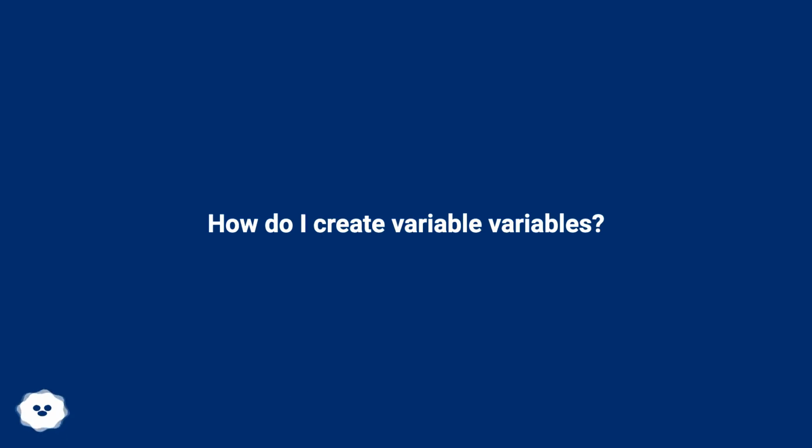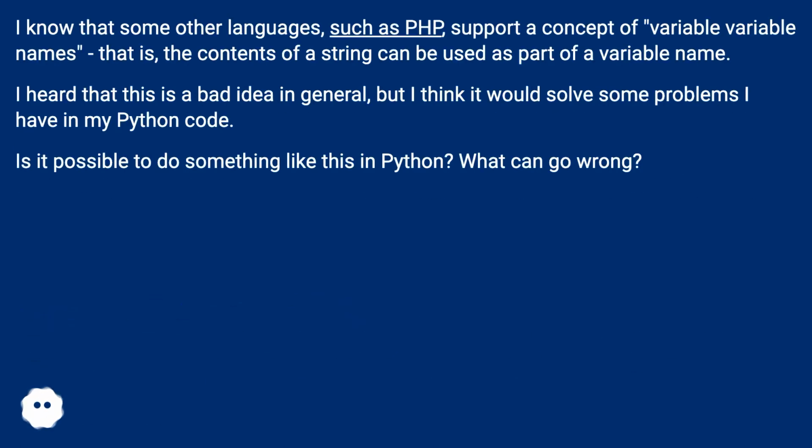How do I create variables? I know that some other languages, such as PHP, support a concept of variable names, that is, the contents of a string can be used as part of a variable name. I heard that this is a bad idea in general, but I think it would solve some problems I have in my Python code. Is it possible to do something like this in Python? What can go wrong?